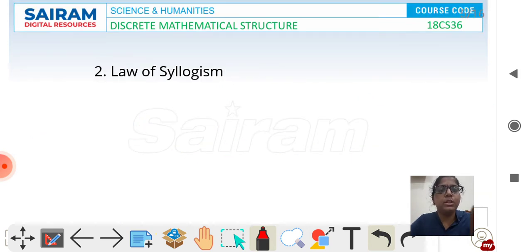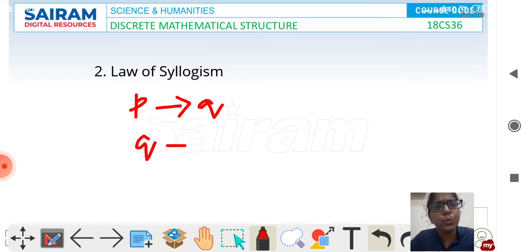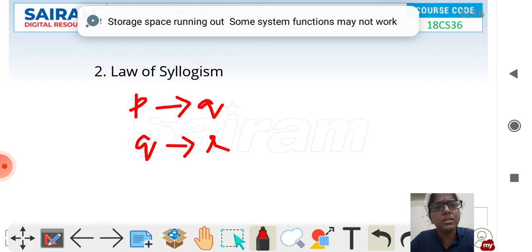So the second rule is simple. If you have P implies Q as one premise and Q implies R as another premise, then what will you get?